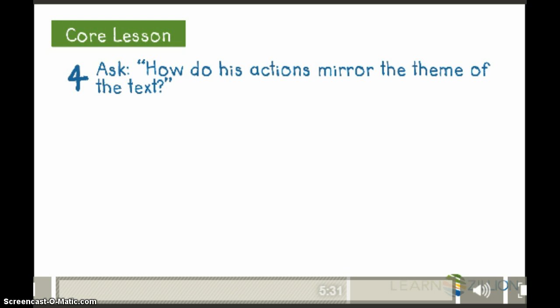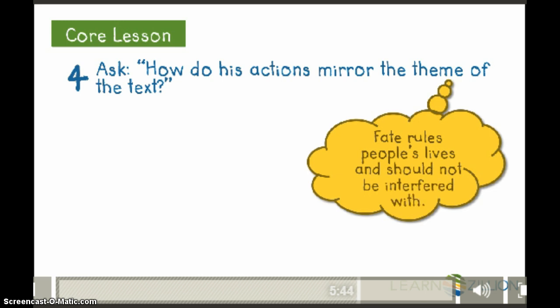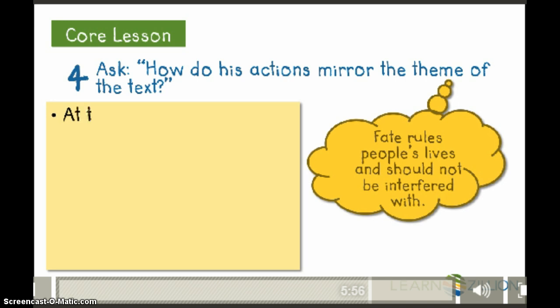Our last step is to ask, how do his actions mirror the theme of the text? Remember that the theme of the text is that fate rules people's lives and should not be interfered with. Thinking about our answer for step 3, we can infer that because Mr. White was so excited about the monkey's paw in the beginning, he thought that nothing would happen if he tempted fate a little.